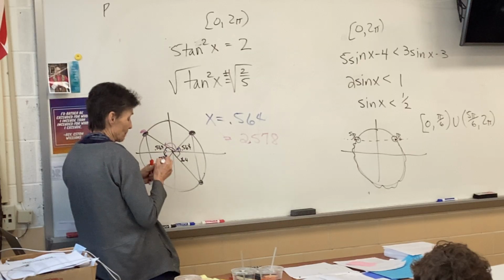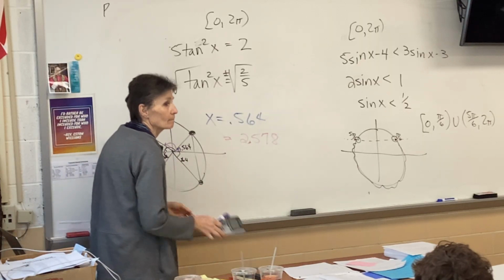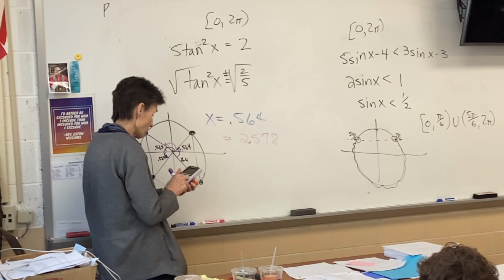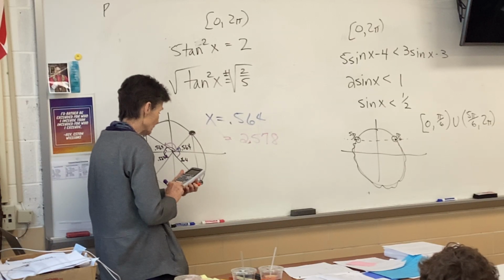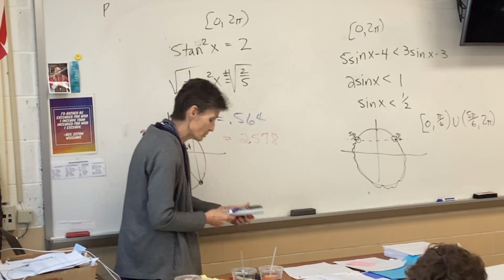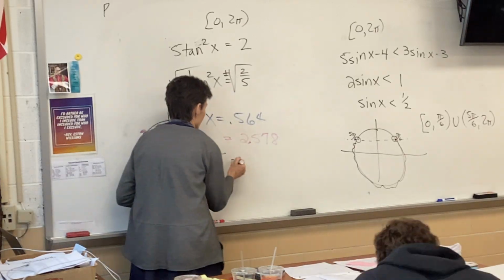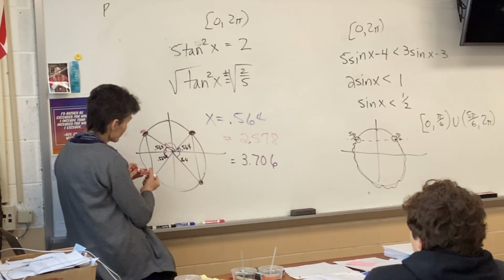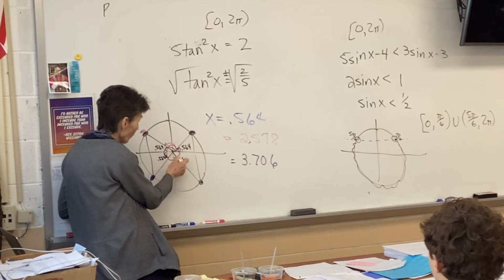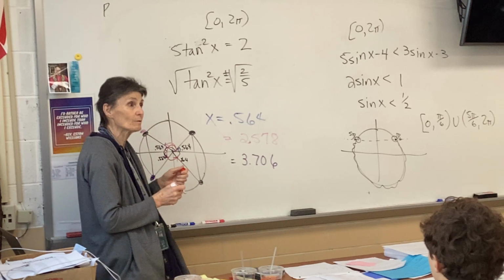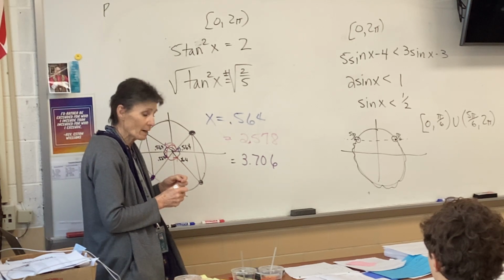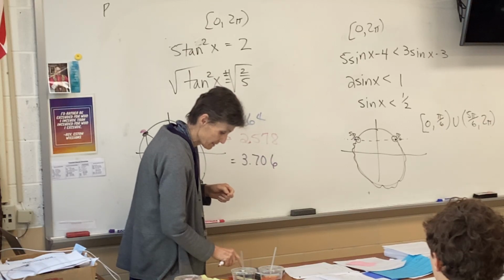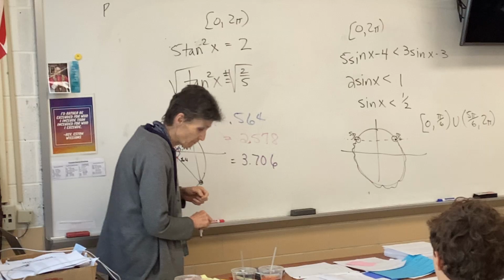What would that be? 0.564 plus pi. So 3.706. And finally, my last one, my 0.564 angle in quadrant 4. How would I find that one? 2 pi minus, that's exactly right. So 5.71.